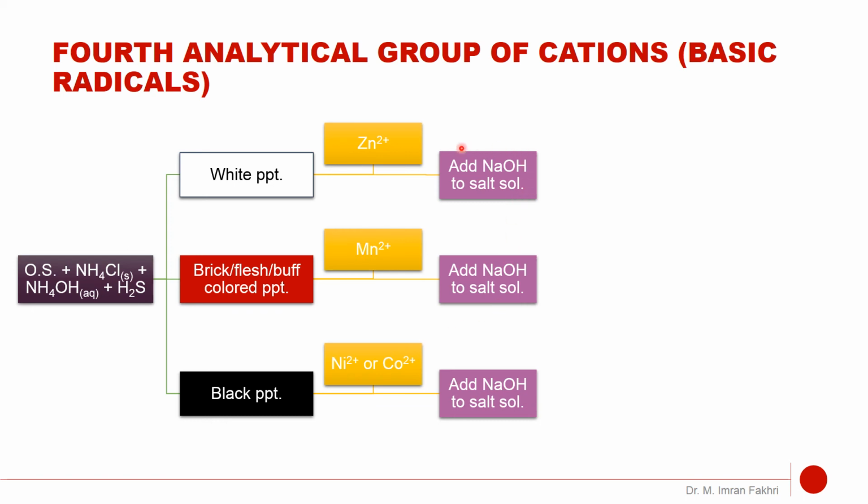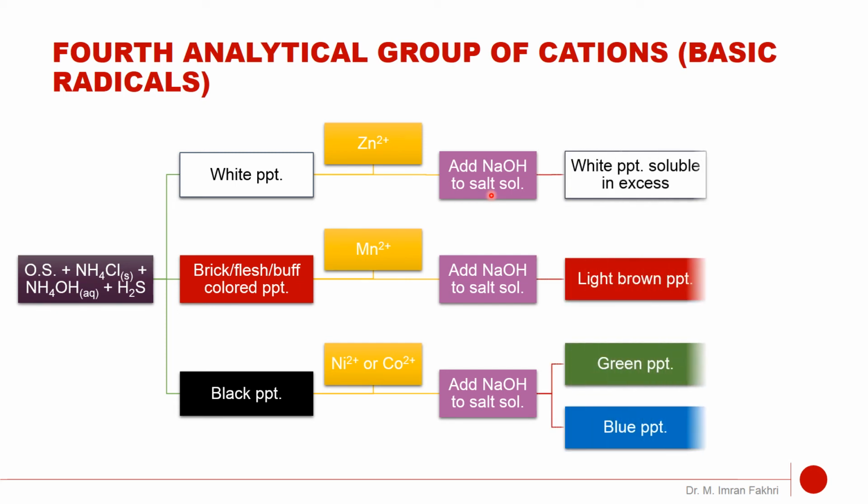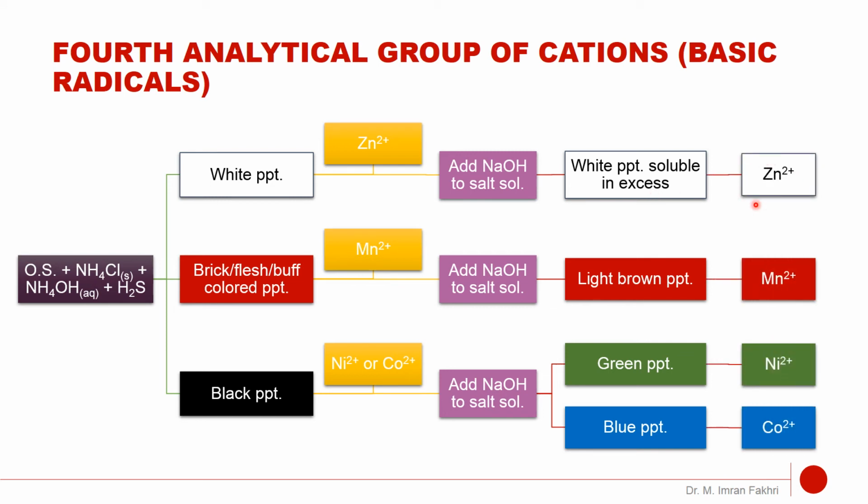We have to use sodium hydroxide. We add sodium hydroxide to the salt solution. If white precipitates are obtained, and these white precipitates are redissolved in excess of sodium hydroxide, if you add excess of sodium hydroxide and the white precipitates are solubilized, this means that we have zinc 2 positive ion present.